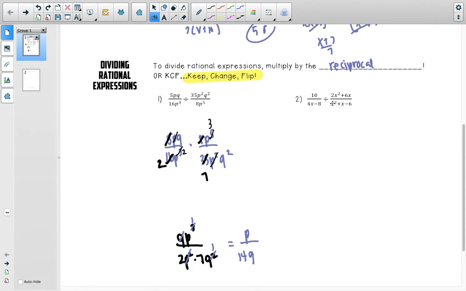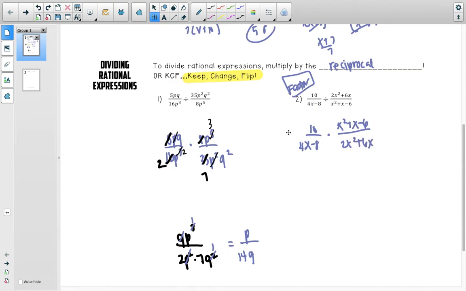Now that one has our monomials. There's no addition or subtraction symbols. With these ones, you're going to have to factor. Anytime you see more than one term on the bottom or a trinomial or whatever, you're going to have to factor. So I'm going to first and foremost rewrite this where it's not dividing but it's multiplying. So I keep the first fraction. I'm going to flip the second, or change the sign and flip the second fraction.